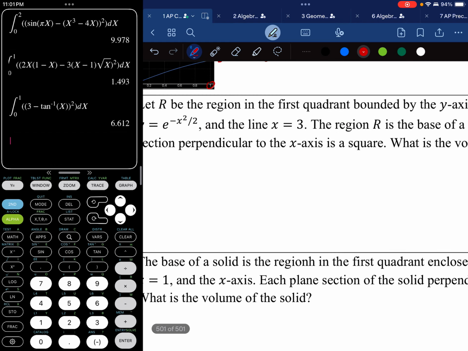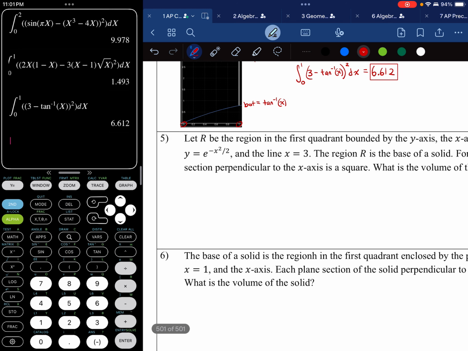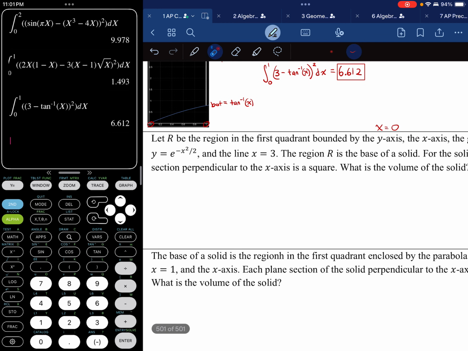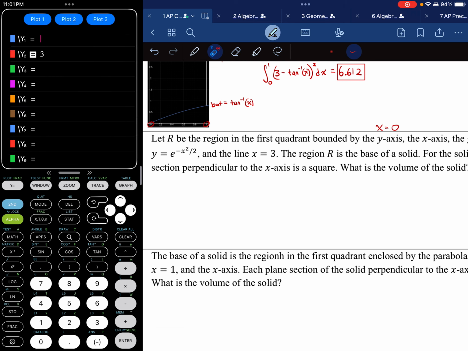All right, what about this next one? So bounded by the y-axis, that's where x is equal to 0. The x-axis, so it can't be negative, the graph of these two things. So let's go ahead and graph this and see what it looks like. So we have a calculator, so might as well use it. Go down, clear. So it's going to be second natural log e to the power of negative x squared over 2, and the line x is equal to 3.